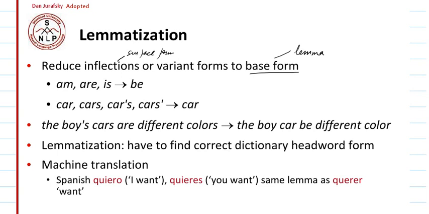Okay. So these are some different specific kinds of lemmas. Like be is the lemma for am, are, is, right? Similarly, we need to perform this here. Car, cars has to be reduced to car. Given a sentence, the boy's cars are different colors, so it becomes the boy car be different color, right? We have to find the correct dictionary headword form, right?